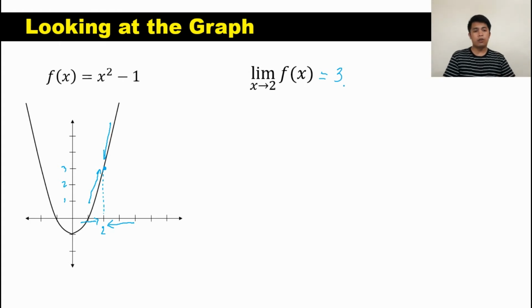Tan-awa nato if sakto ba ang answer nato nga 3. Kung 3 ang answer, let's try to use another method para ma-double check if sakto ba ang atong answer. Let's use table of values. Sa table of values, we have to list down x values and look for its corresponding y values. So, x and then f of x.